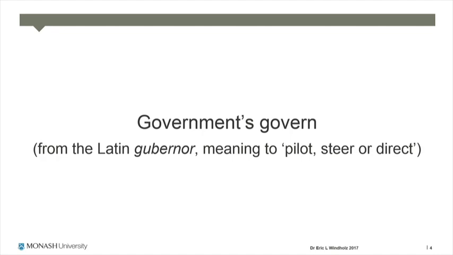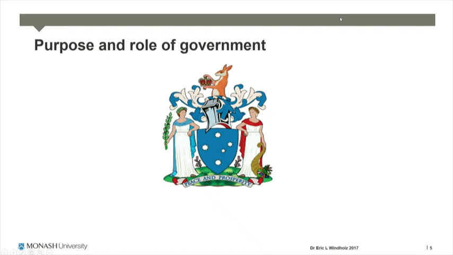Let's start with government's purpose, its role. This is the coat of arms for the state of Victoria. The words in the shield are peace and prosperity. This sums up government's purpose well: to provide the people on whose behalf they govern with peace and security, and a good standard of living and quality of life. But let's drill down a little deeper.